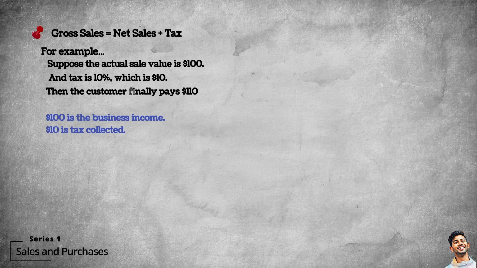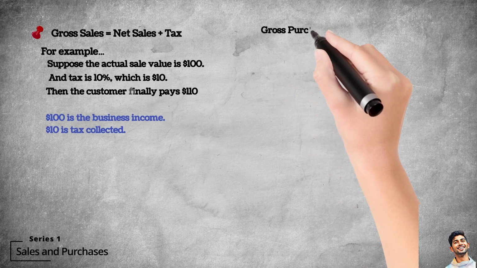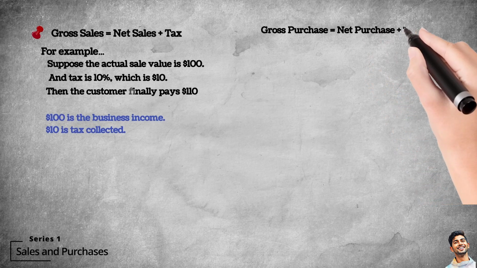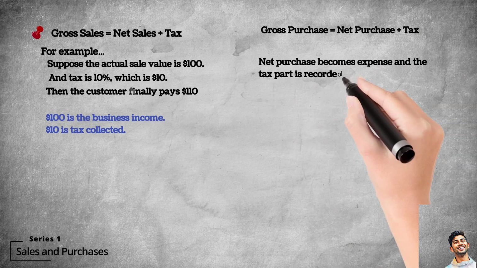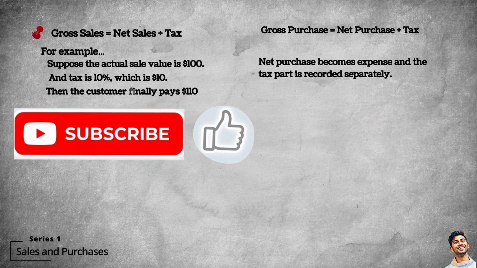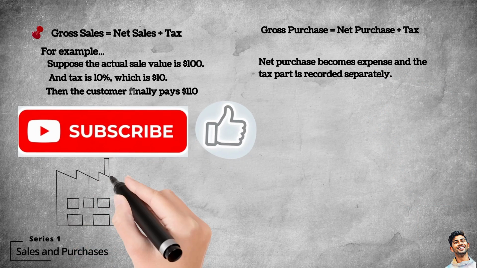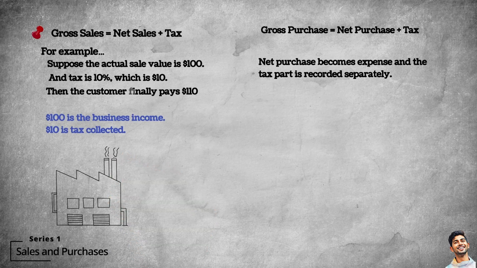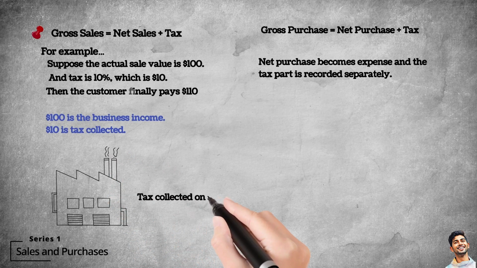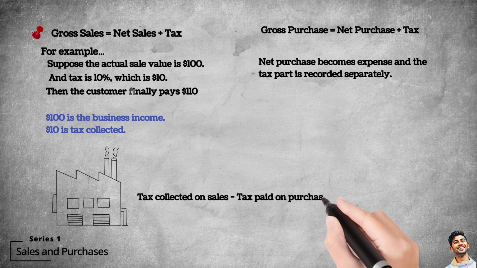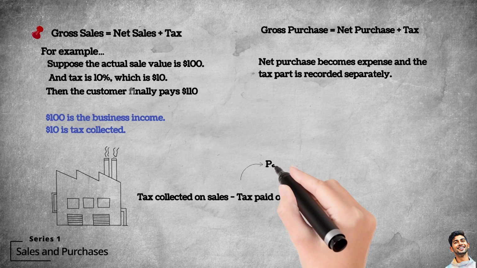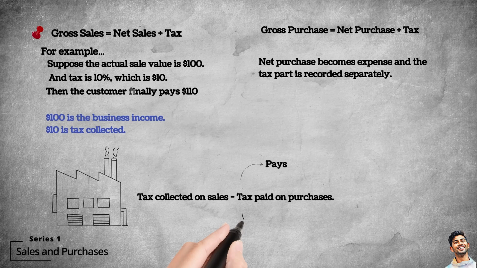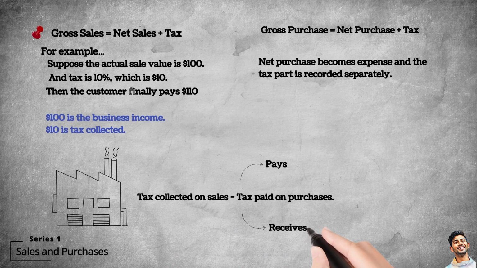Same logic applies to the purchases. Gross purchases is equal to net purchases plus tax. Net purchase becomes expenses and the tax part is recorded separately. Now businesses later calculate tax collected on sales minus tax paid on purchases, and depending on the difference they either pay tax to the authority or receive a tax credit.